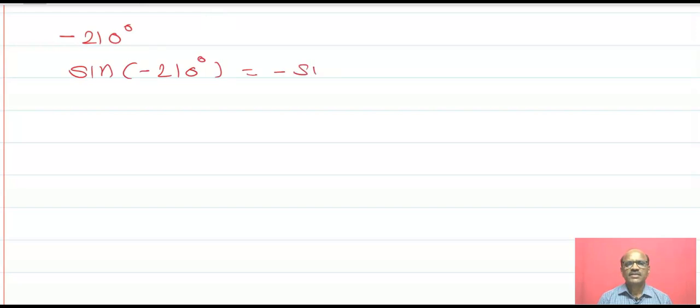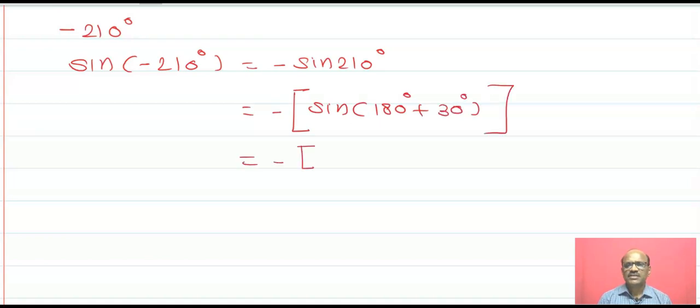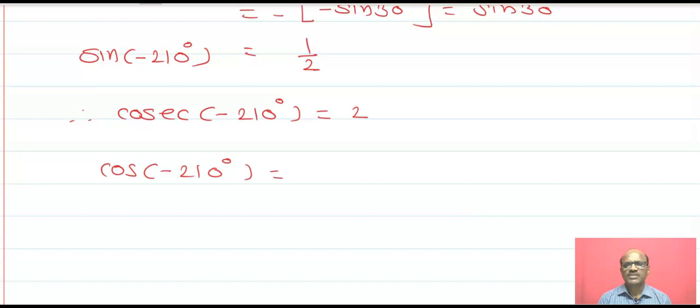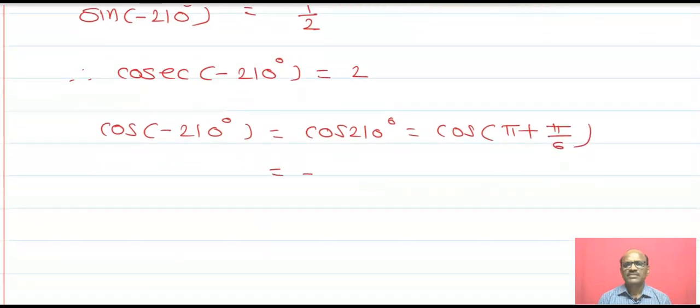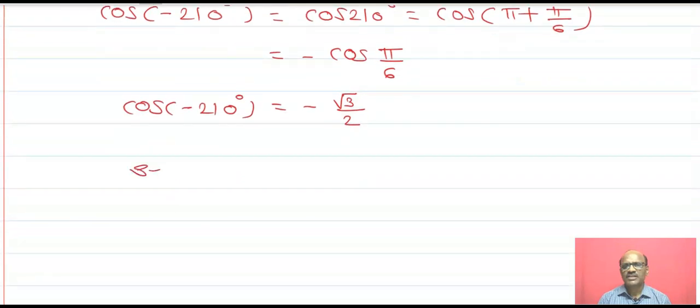Minus 210 degree. Sine of minus 210, sine reflects the negative sign, it is minus sine of 210, and it is 180 plus 30 degree, that is minus sine of 30 degree, and minus will become plus, sine 30 is 1 upon 2. Cosec minus 210 is equal to 2. Cos of minus 210, cos absorbs the negative sign, that is pi plus pi by 6. It is in the third quadrant, and minus cos of pi by 6, and cos of pi by 6 is root 3 upon 2. Therefore this is the value of cos of minus 210.